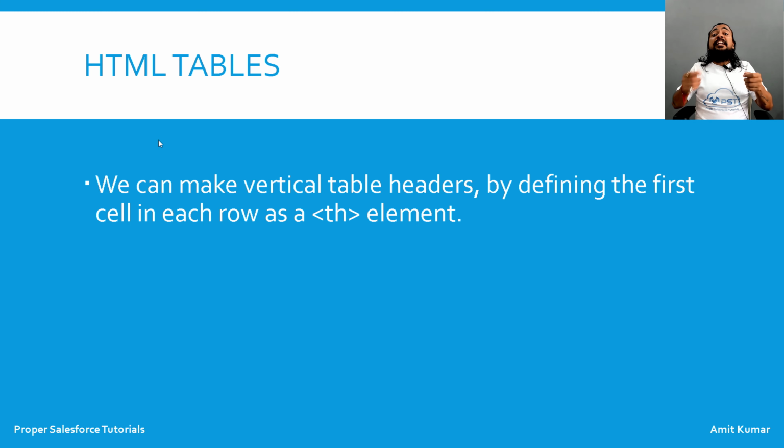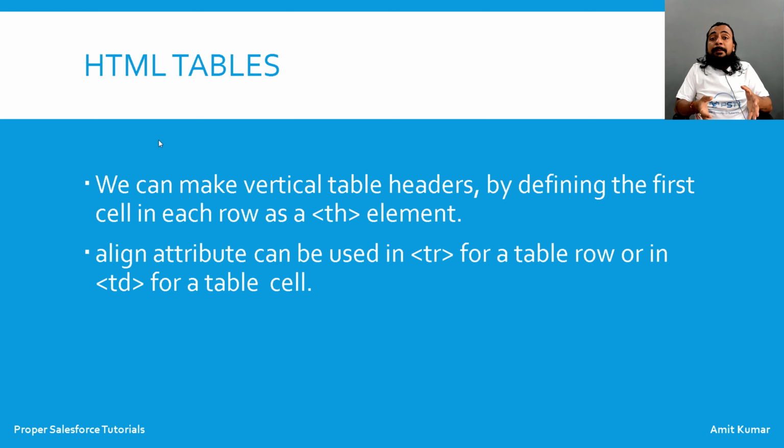We can make vertical table headers by defining the first cell in each row as TH element. So in each row, if you specify the first cell as TH, so instead of giving the table heading as the first row of the table, it will give the table heading as the first column of the table. So in that case, that may appear as a vertical table.